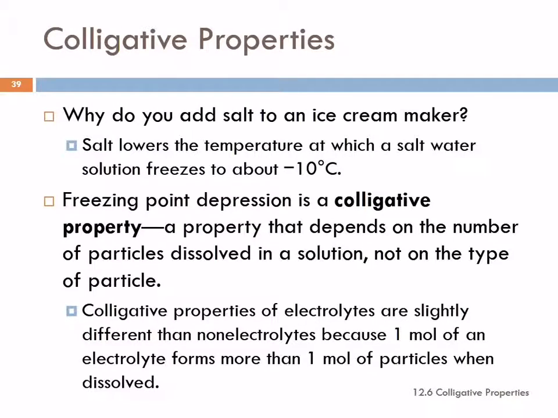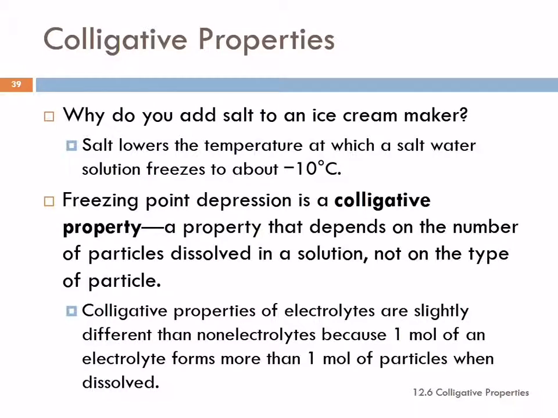Colligative properties depend on the number of particles that are dissolved. They don't depend on the type of particle. So this is kind of an odd set of properties because usually, properties depend on what kind of a substance you have dissolved.